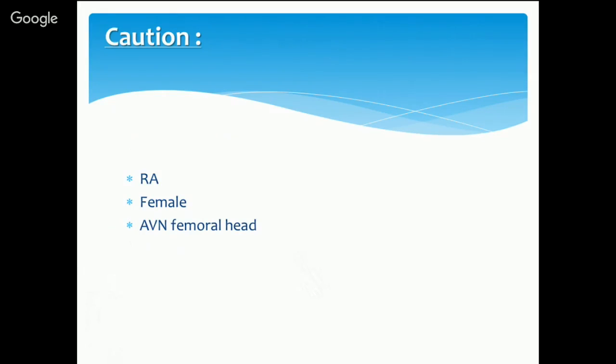So if we do a surface replacement, we are very cautious about three groups of patients. One is rheumatoid arthritis, because these patients use disease modifying anti-rheumatoid drugs and steroids for a long time, and steroid itself causes osteoporosis. The second is female patients, where the acetabulum is sometimes very shallow, so we cannot use a proper size of acetabular cup. And third is avascular necrosis of the femoral head, where you have to identify how much of the femoral head has become necrosed. That is important.